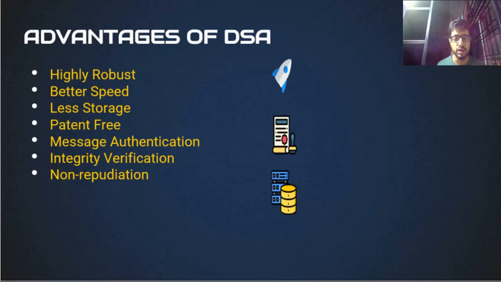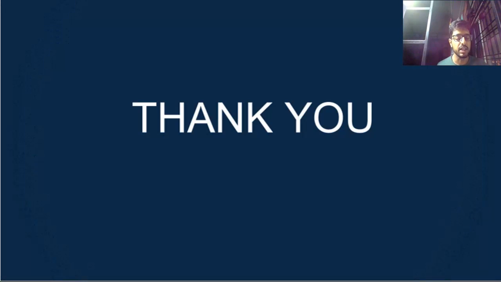DSA uses message authentication. We can verify the origin of the sender using the right key combination. Integrity verification. We cannot tamper with the message since it will prevent the bundle from being verified altogether. DSA provides non-repudiation. The sender cannot claim that they never sent the message if the receiver verifies the signature. So these were the advantages of the digital signature algorithm. This was all about the digital signature algorithm.